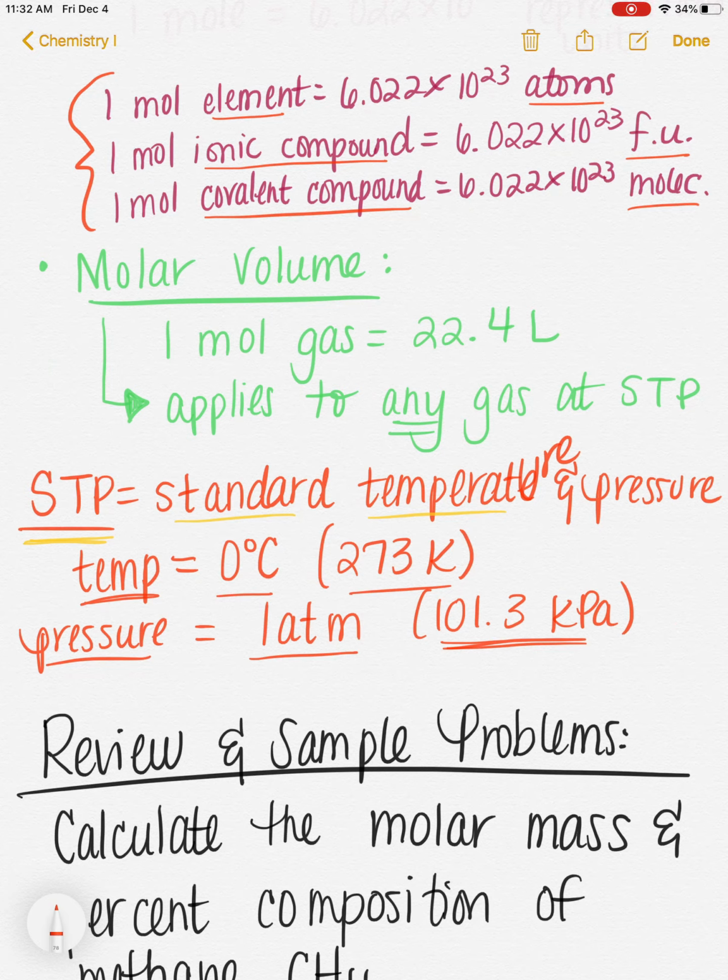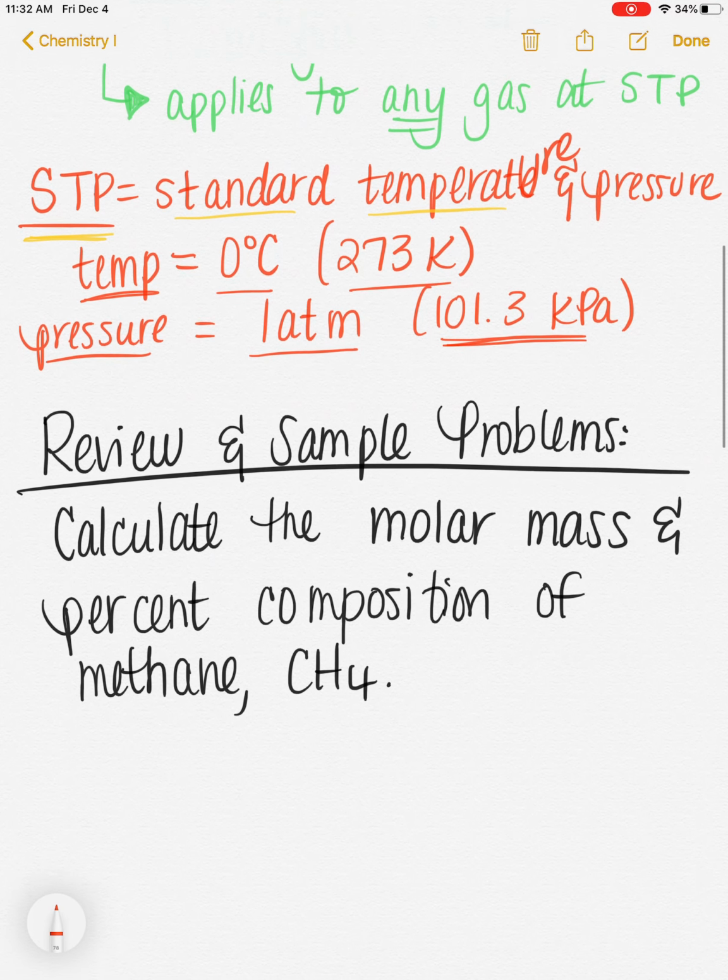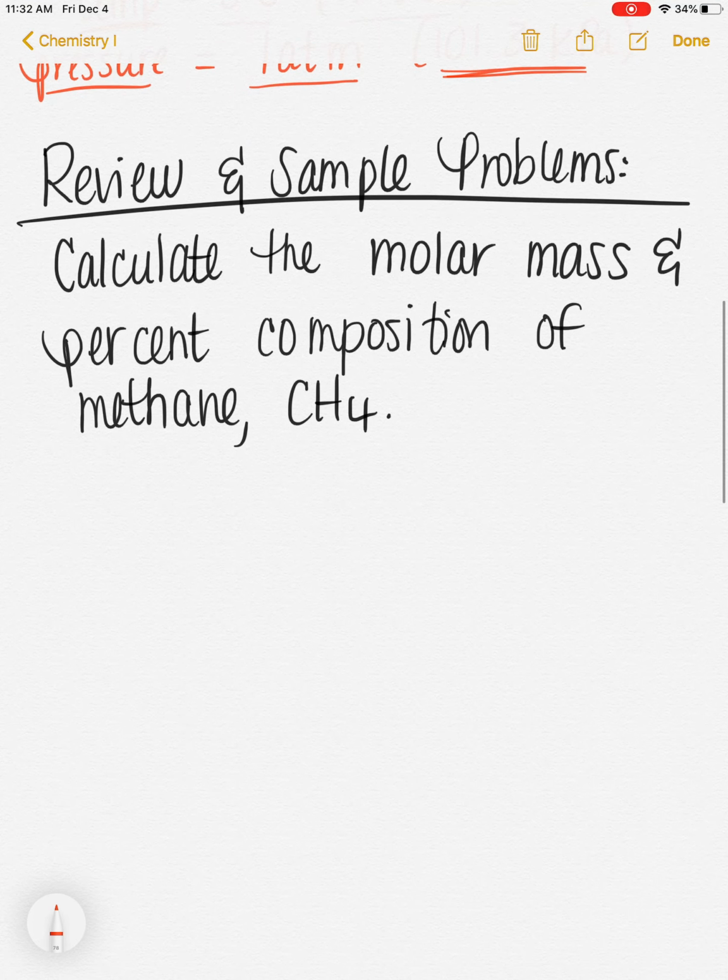We will discuss pressure in much more detail in Chemistry 2 and work with that quite a bit. But just to give you some reference points, 0 degrees Celsius is the freezing point of water. 1 atmosphere would be the pressure of the air around you at sea level. So let's take this new concept and let's apply it. The review and sample problem that I've chosen for us today starts with this.